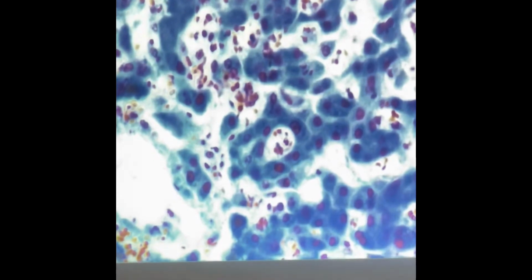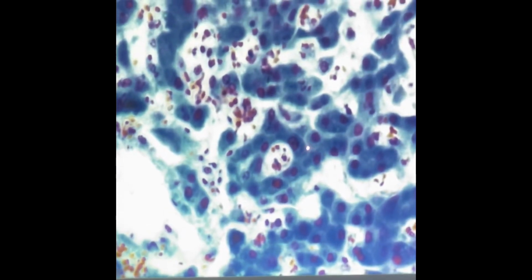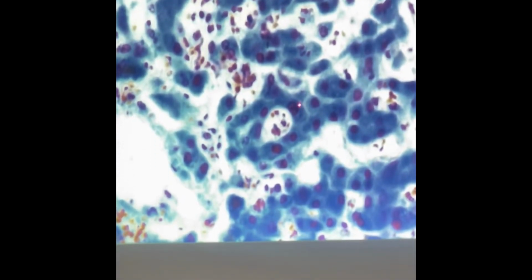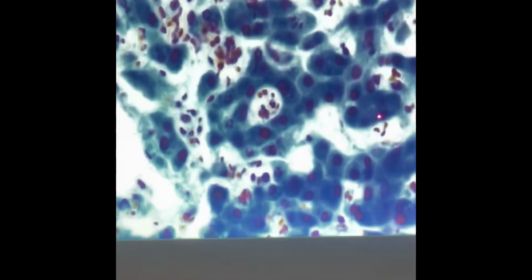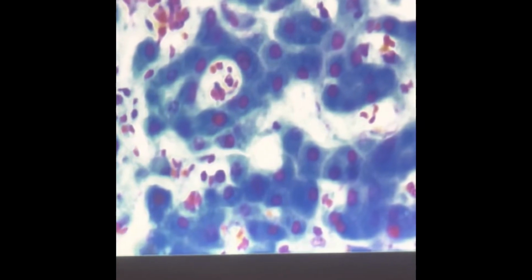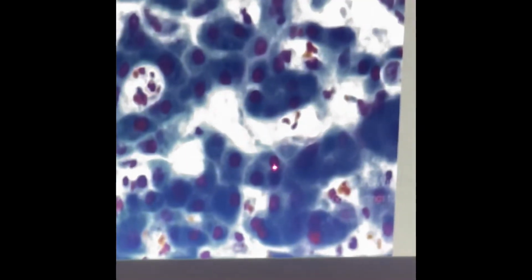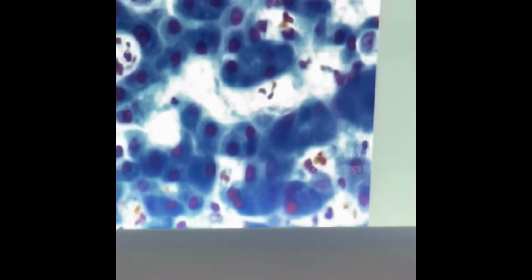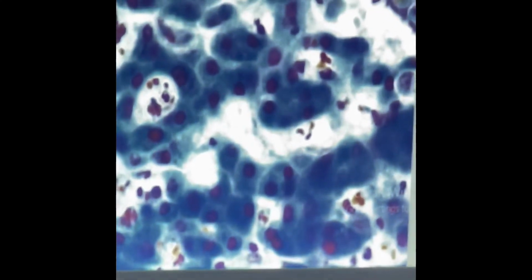So, what about this one? Take a look. This is a normal nucleus, but what about this one and that one? The nucleus is what? It's condensed, small, round. Condensed, small, round. This is what? This is a pyknotic change.